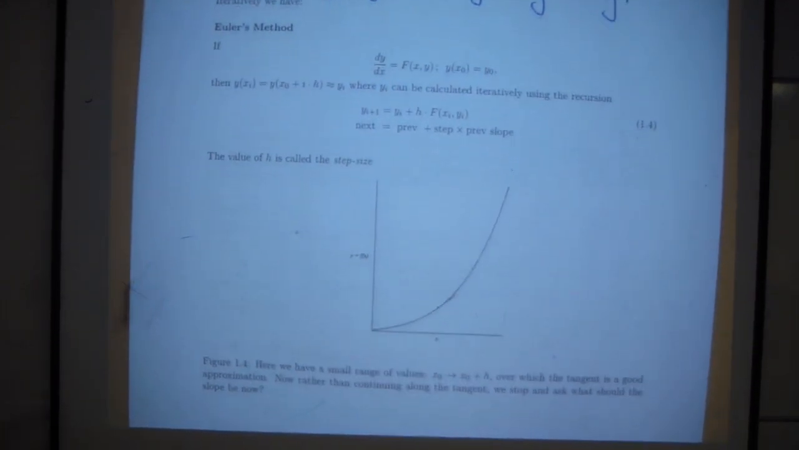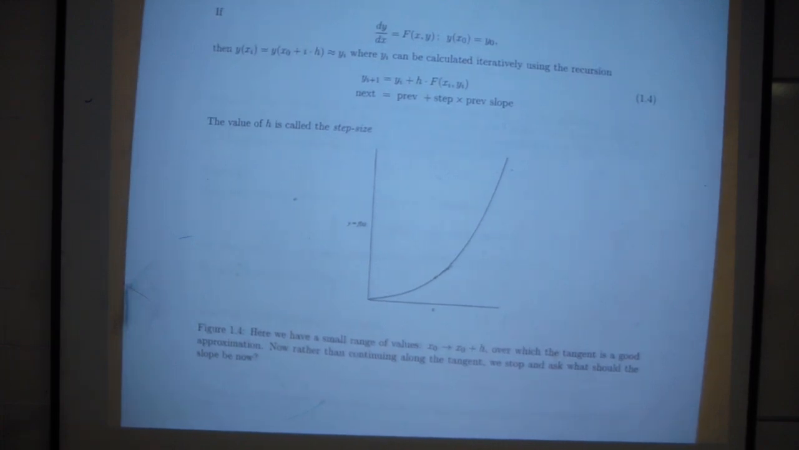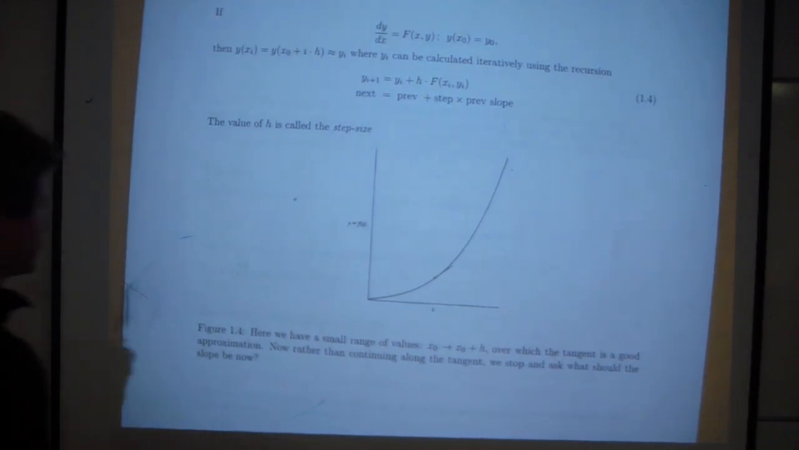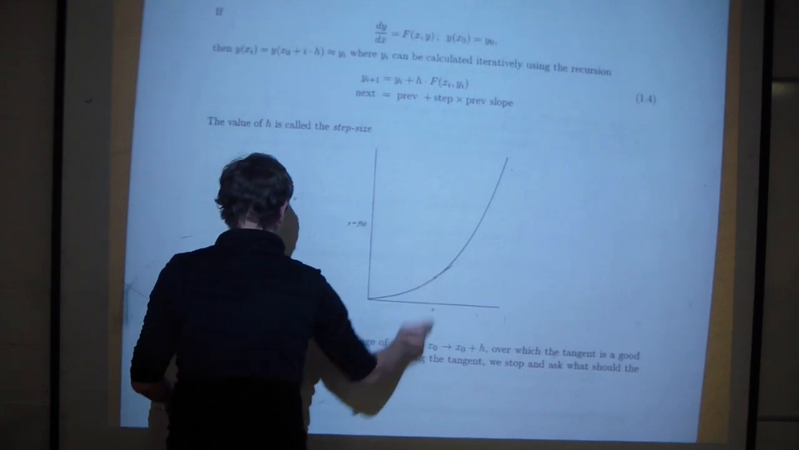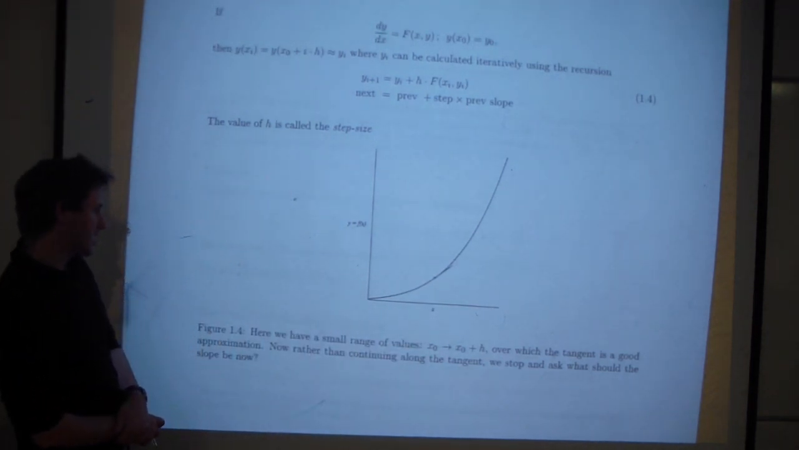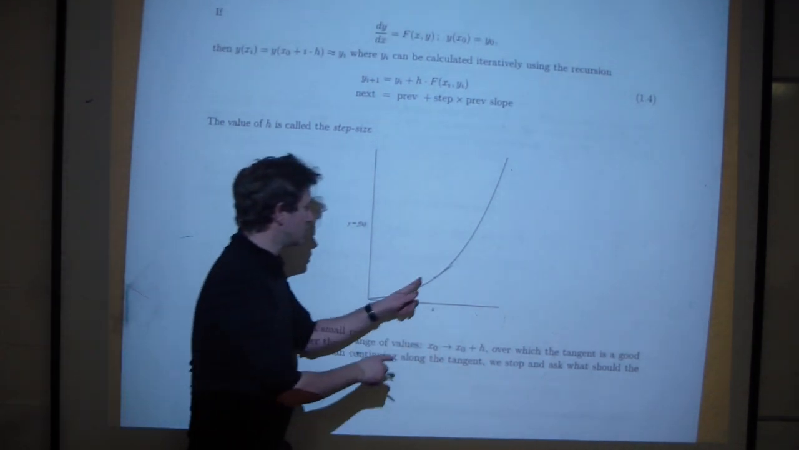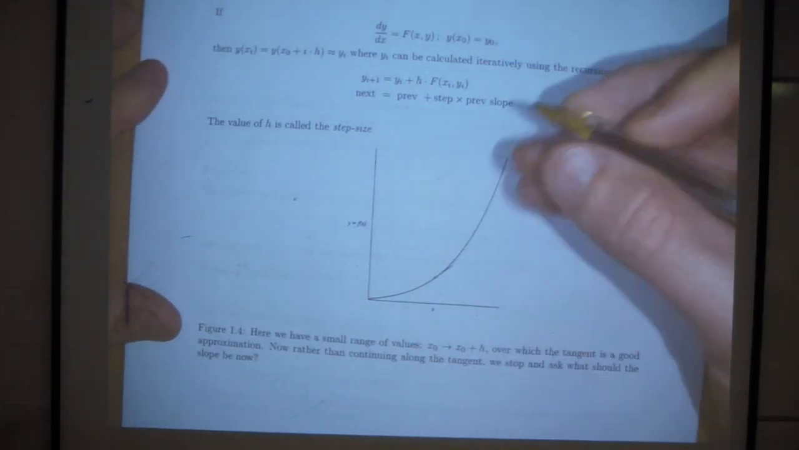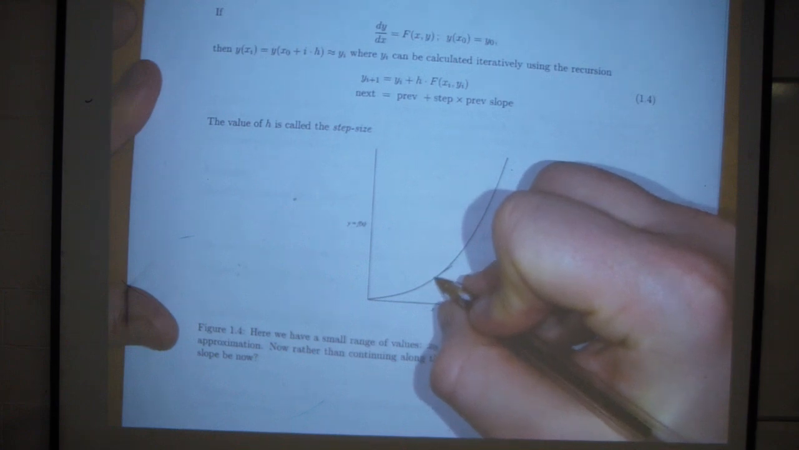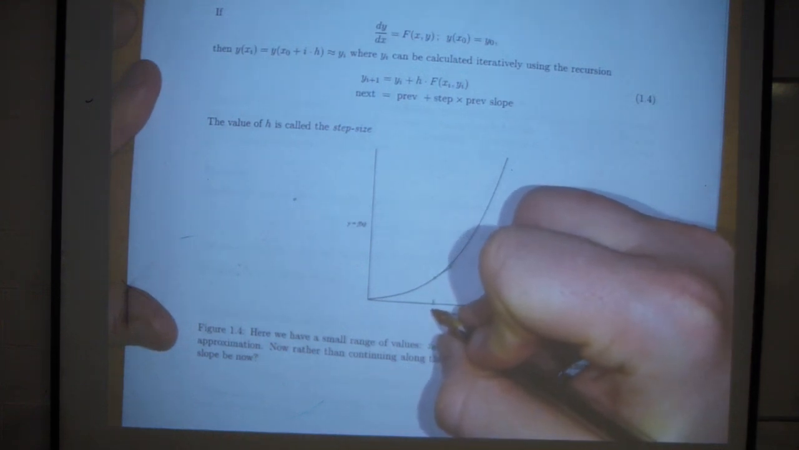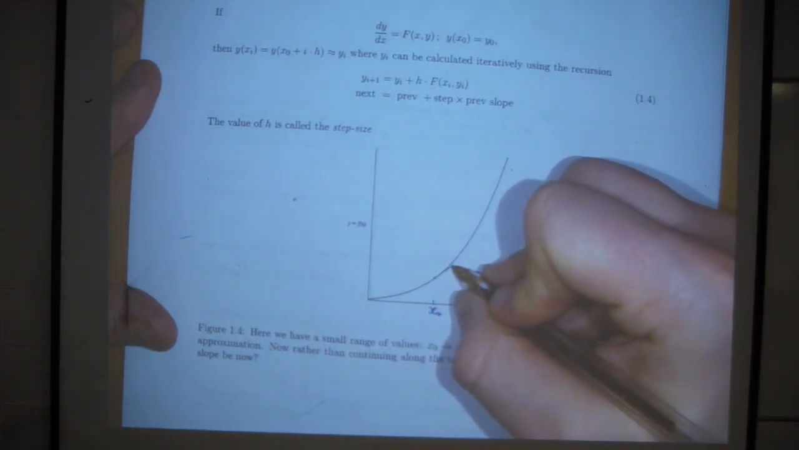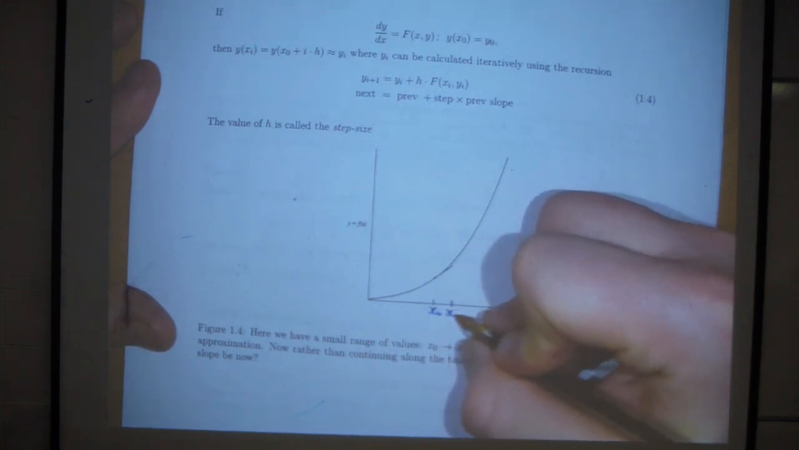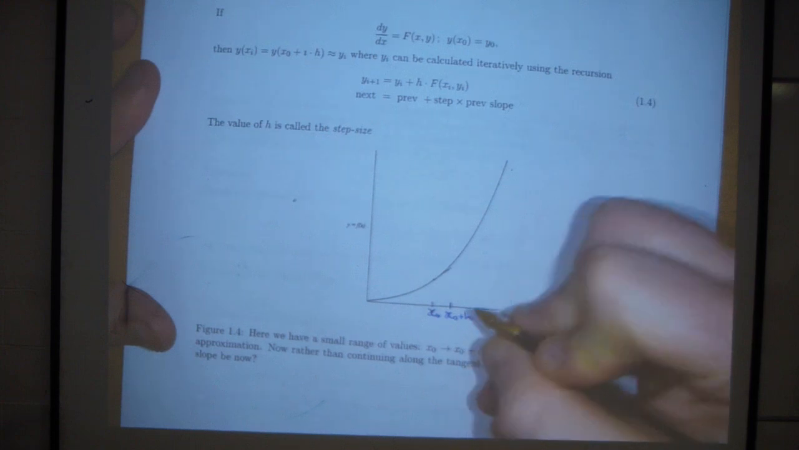So here's a little picture that kind of describes what's going on. You probably have to look in your manual to see it. You mightn't see it here. So here you have a small range of values. Now what is that about? Well, this is the point. If I go directly underneath, this is x0. And if I go underneath here, this is x0 plus h.